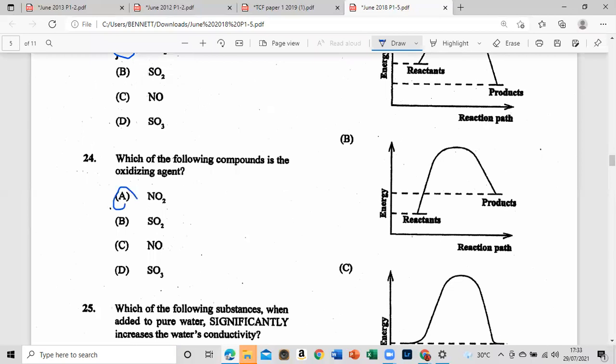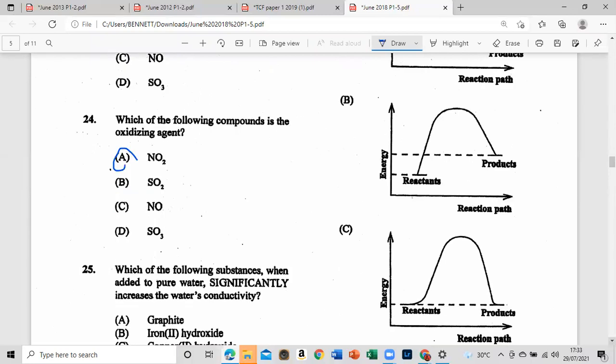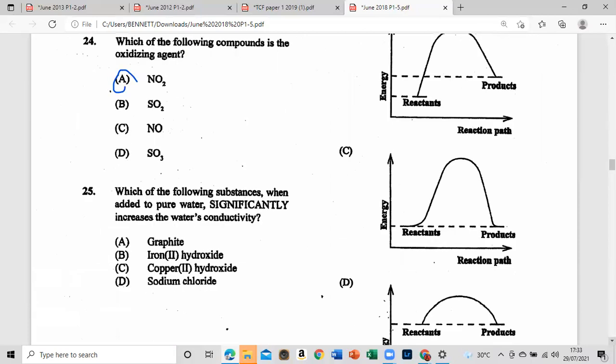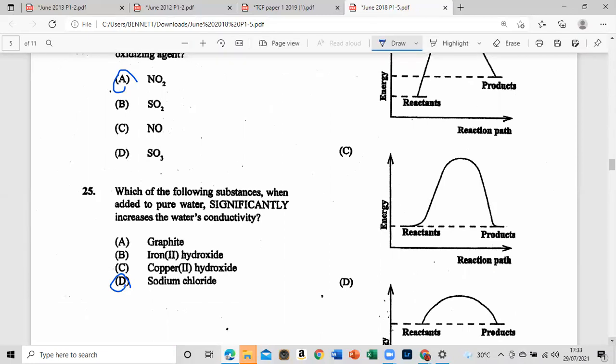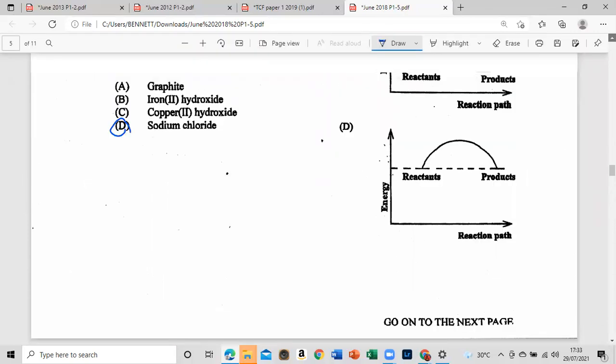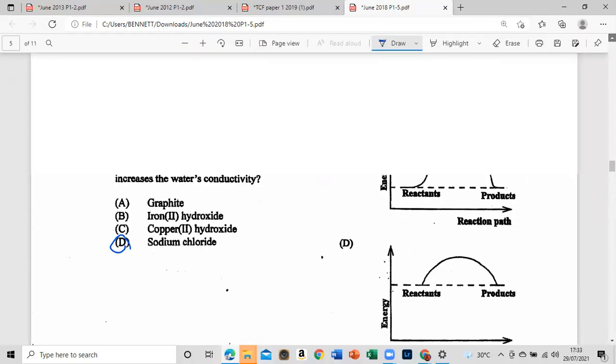25, which of the following substances, when added to pure water, significantly increases the water's conductivity? Is it graphite, iron 2 hydroxide, copper 2 hydroxide, or is it sodium chloride? And it is indeed sodium chloride. Let's move on to 26.